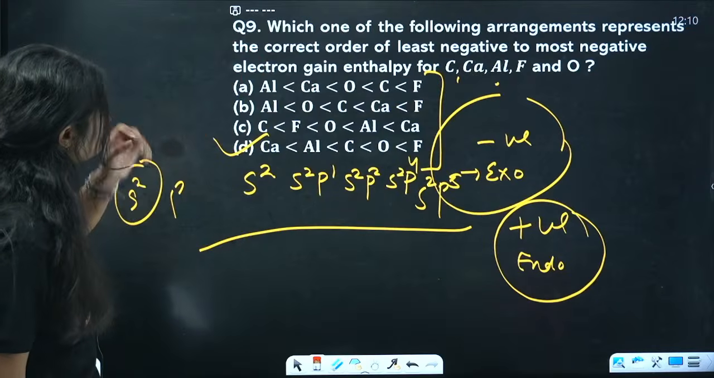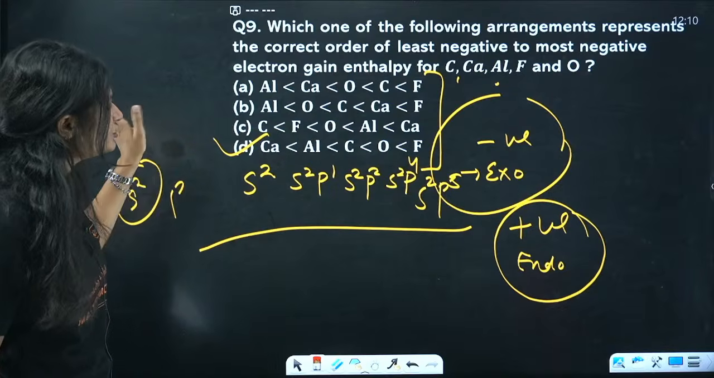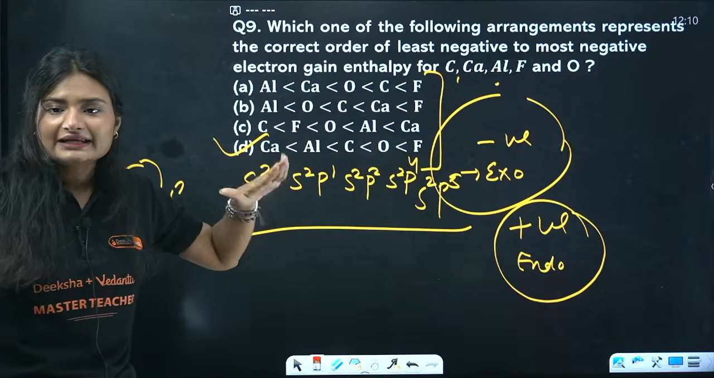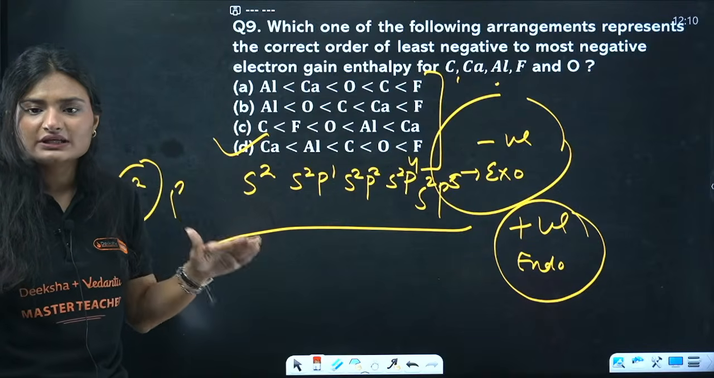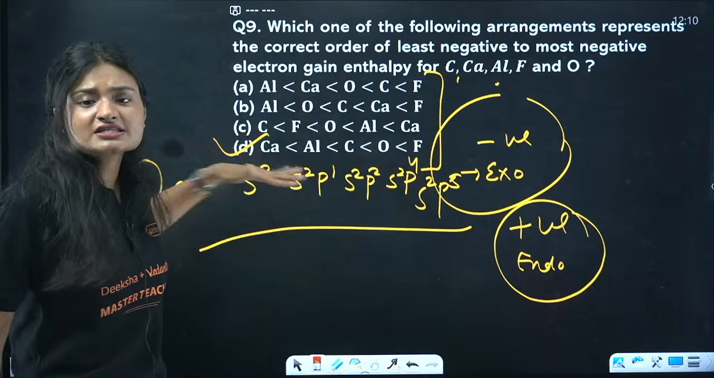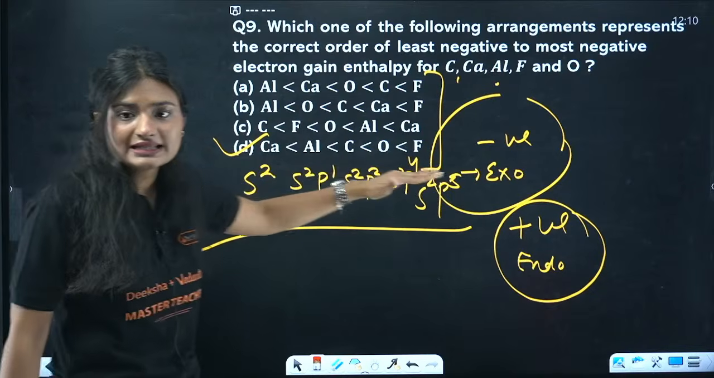Next question: electron gain enthalpy. Whenever you are moving along a period, what happens? Electron gain enthalpy increases. So when we are going from here to here, this is the same period, right? So electron gain enthalpy increases.